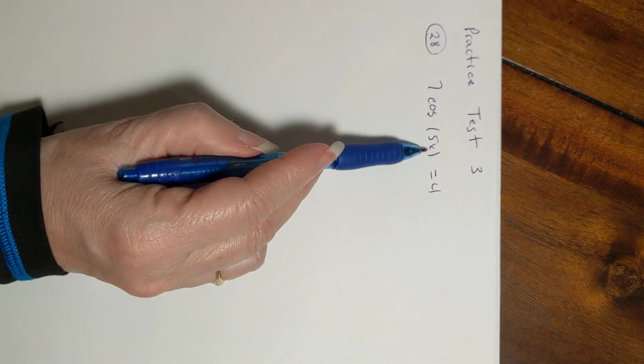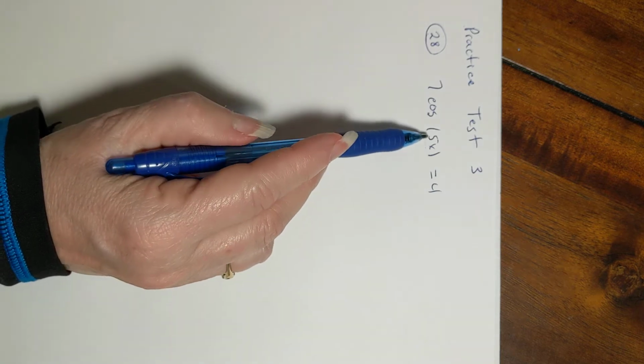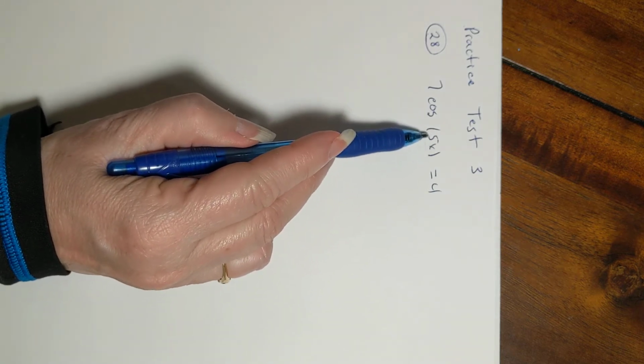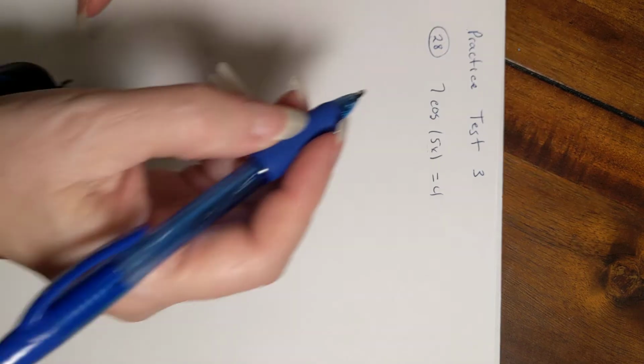All right, so in problem number 28, we have a problem where we don't have any factoring to do, so that's nice. But we do have multiple angles. And so because we have this number multiplied by x, we will have 5 times as many answers as we normally would have. So here, I'll go ahead and start solving.